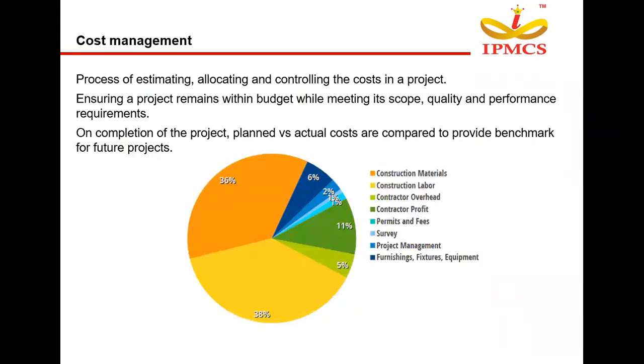Cost management is a process of estimating the cost, allocating it to project activities, and controlling the cost for each and every activity in a project. We will have a clearly defined planned cost, and while our project is executing, we have to control the cost so that it doesn't exceed the planned cost. We have to ensure our project remains within budget without affecting the scope, quality and performance requirements of the project.